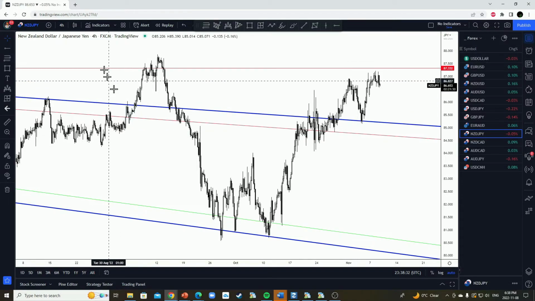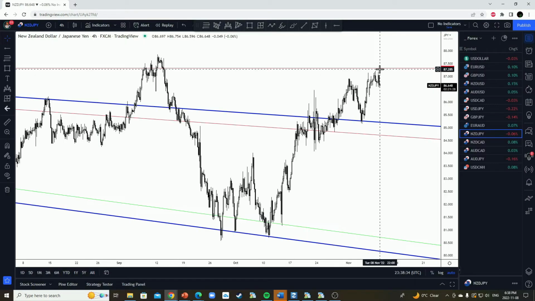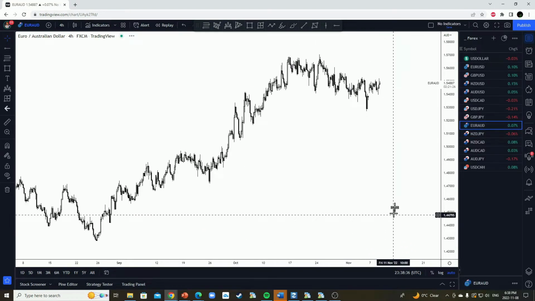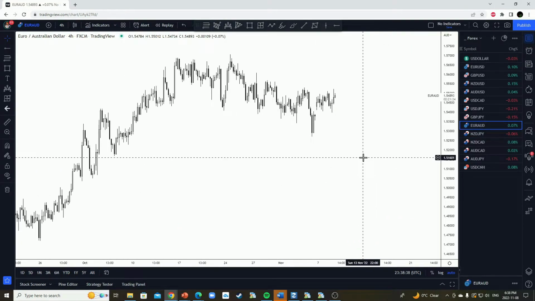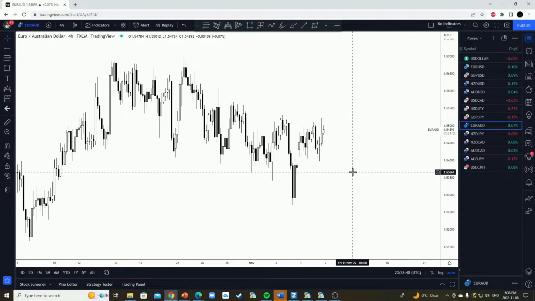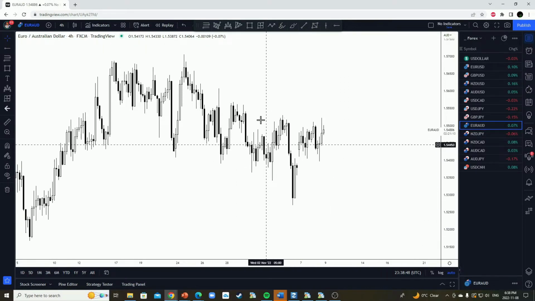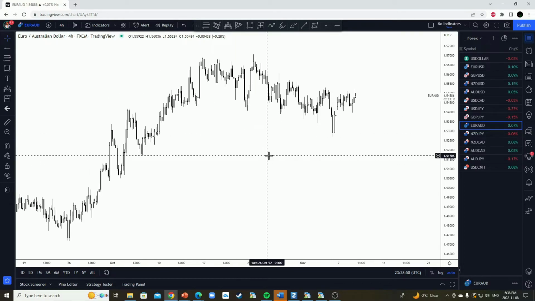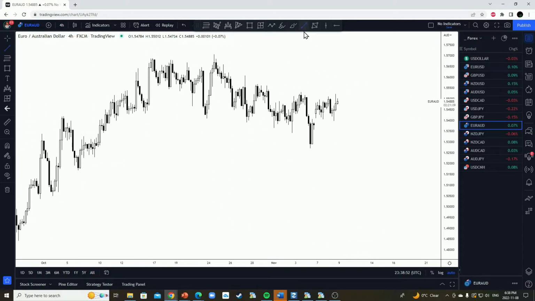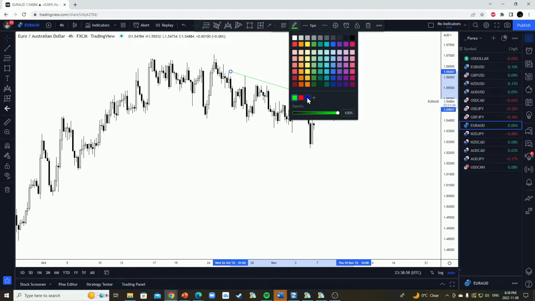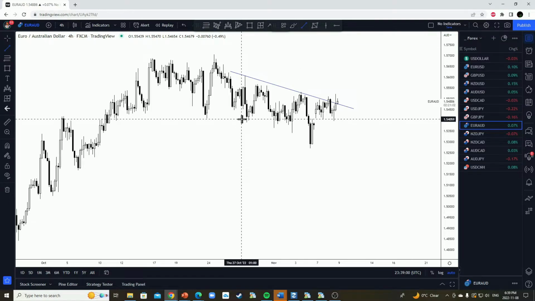I took 2 trades on Euro Australian. So let's take a look at that. Yeah, so Euro Australian, I made $8.44 on one trade and $4.09. So I was just basically playing this range, this pattern here. Let me just trace my lines real quick.